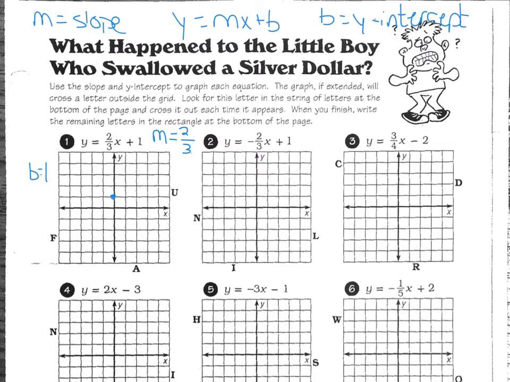Then from there, I'm going to use the slope. Remember, the slope is rise over run. So I'm going to put my pencil on b, and I'm going to rise 2, up 2. I'm going to run 3, that's over 3. And I'm going to put another point. Now, I want 3 points, but notice if I go up 2 and over 3, I run off the grid here. So I don't want to go off the graph.